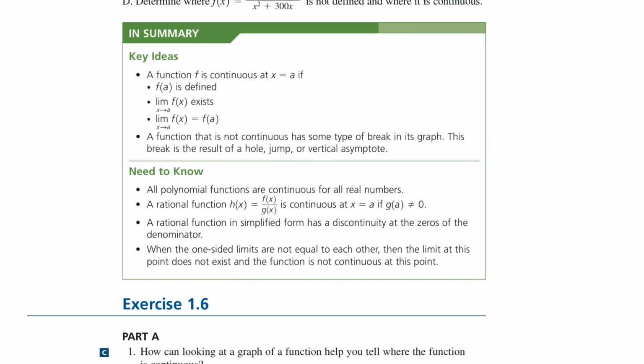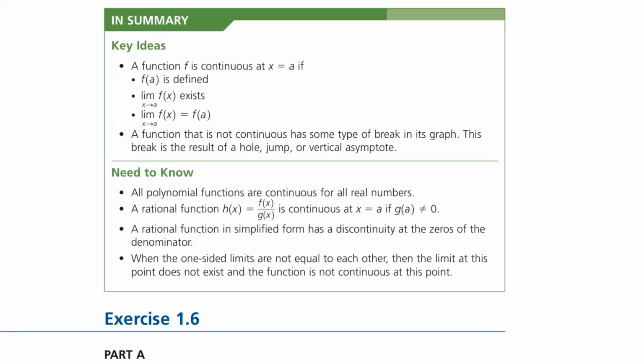Let's recap. The function f is continuous at x equals a when f of a is defined, the limit of f of x as x approaches a exists, and the limit of f of x as x approaches a equals f of a. When we say the limit of f of x as x approaches a exists, that means the right side and left side limits as x approaches a both exist and they are equal.